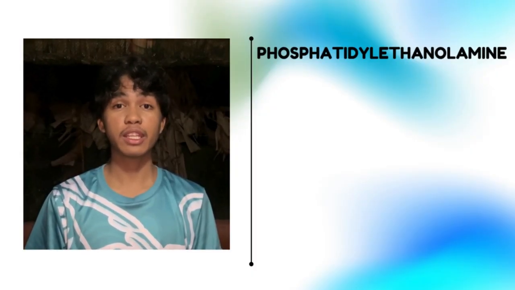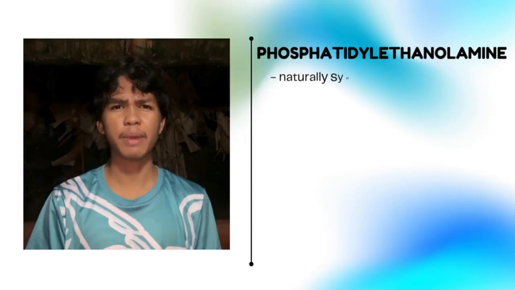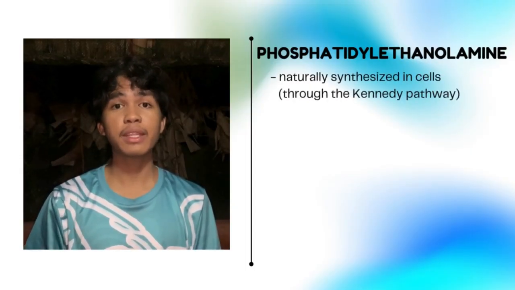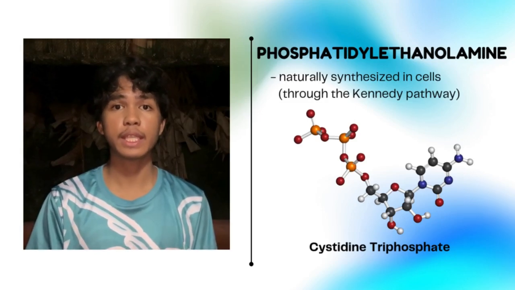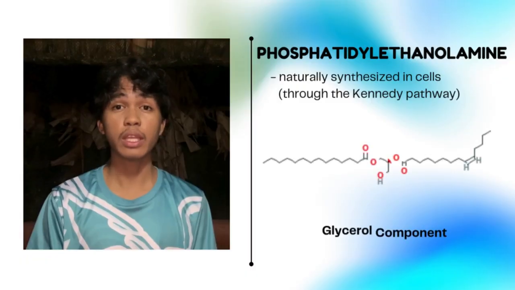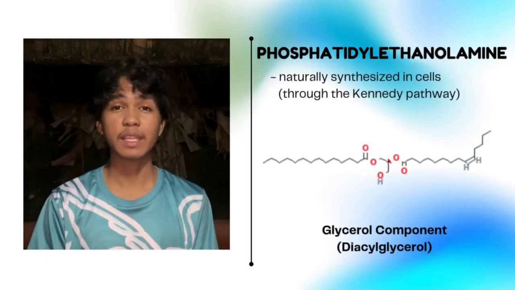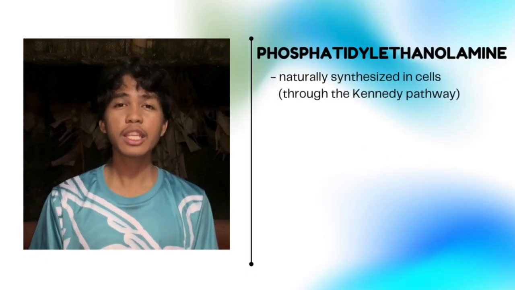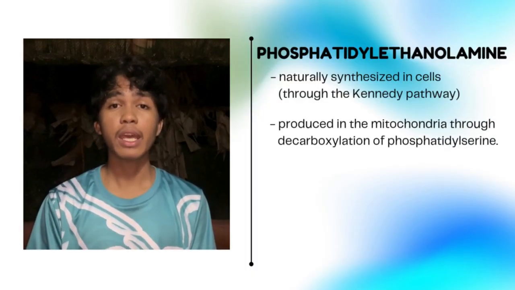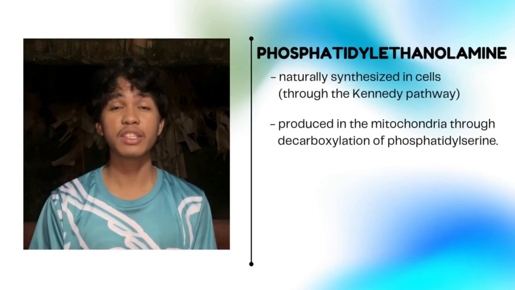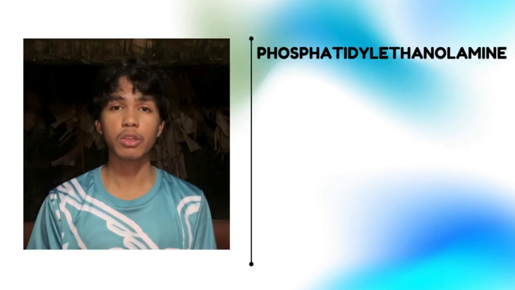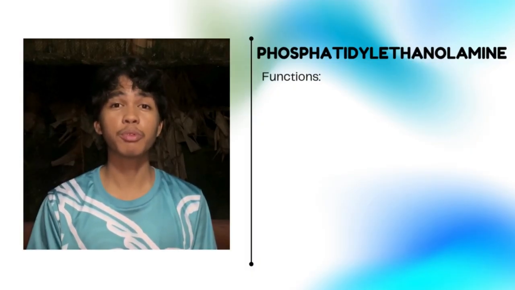It is synthesized primarily through the Kennedy pathway or the CDP-ethanolamine pathway, where ethanolamine is phosphorylated and activated by cytidine triphosphate, or CTP. Then it will be combined with the glycerol component, which forms the phosphatidylethanolamine. It can also be produced inside the mitochondria, wherein phosphatidylethanolamine is the byproduct of the decarboxylation of phosphatidylserine. Now, phosphatidylethanolamine serves various purposes and functions.